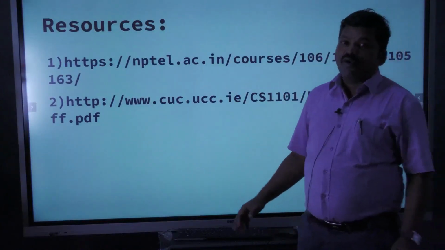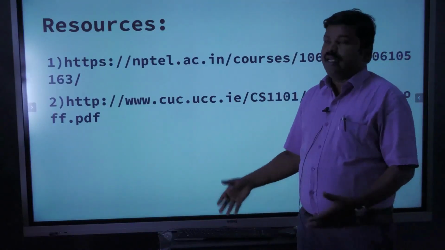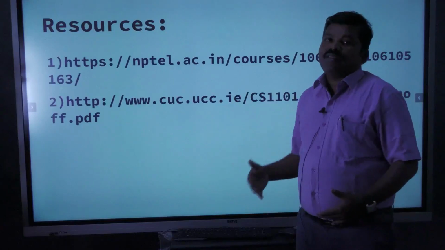So this is a brief overview about computer organization. In the further sessions, we are going to see in detail the unit-wise concepts.